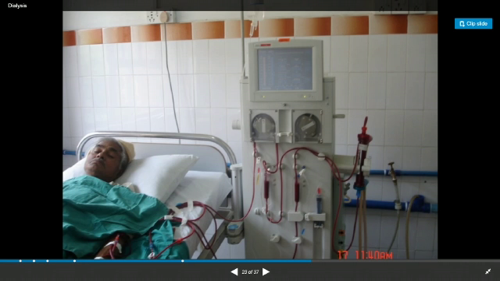So students, this was the main process and the principles of hemodialysis. In our next lesson, we will discuss peritoneal dialysis.